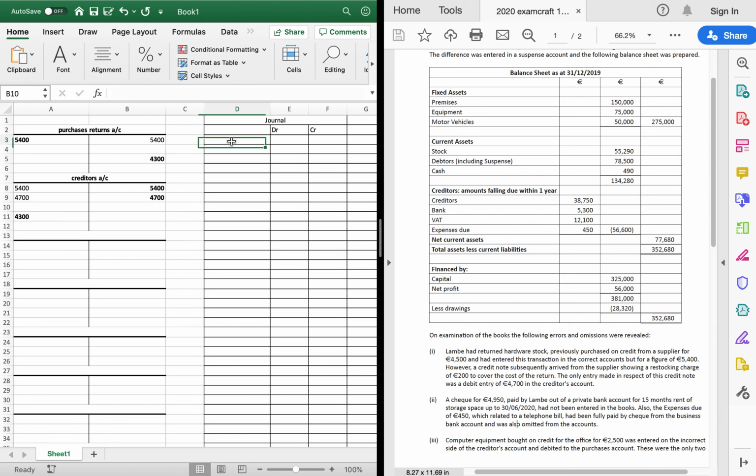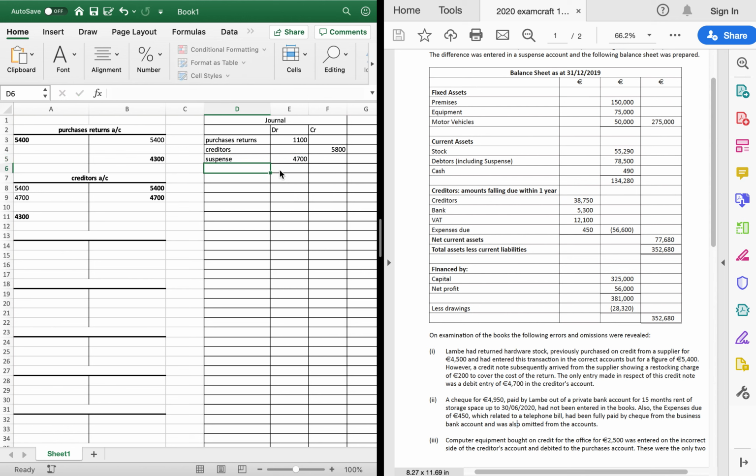So we'll journalize that. We've got the purchases returns account, and that'll be 5,400 on the left, 4,300 on the right. So that'll be 1,100 on the debit side. And this one here, 5,400 and 4,700 is 10,100, minus 4,300 will give us 5,800 on the credit of creditors. And there are only two accounts, so they don't balance, obviously. So to make them balance, we have to have the suspense, and it'll be the difference between the two numbers.